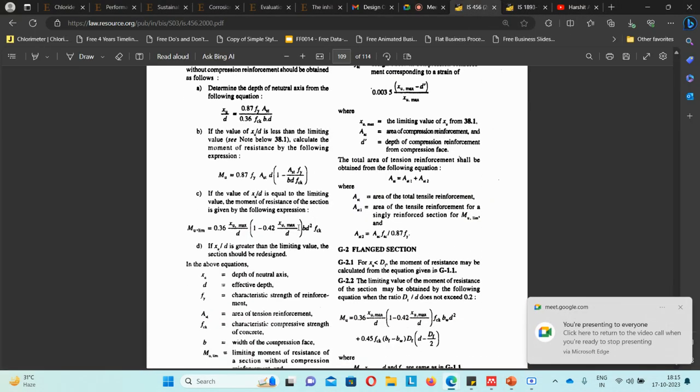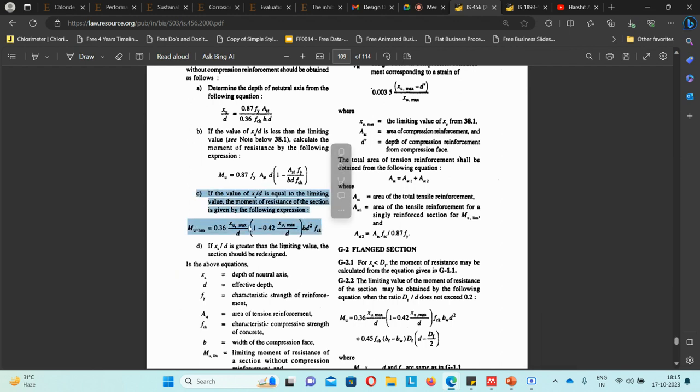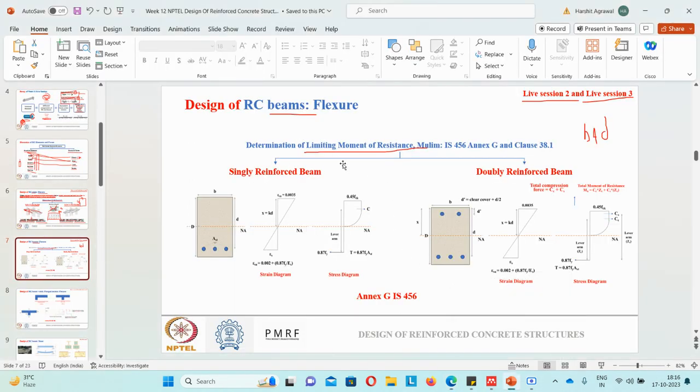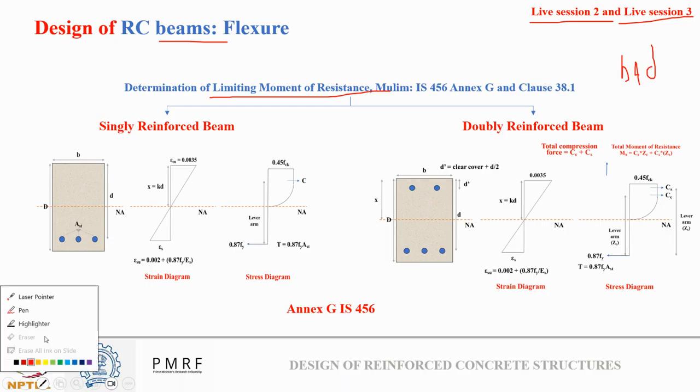So as per Annexure G of IS 456, you can see on this point C how we calculate the limiting moment of resistance. Xu max by d you can obtain from Clause 38.1, in which it is given how Xu max by d will change for different grades of steel, and basically you can get the Mu limiting value. Once we get the Mu limiting value, based on the moment that is acting on our section, we can decide whether it is a singly reinforced beam or a doubly reinforced section.